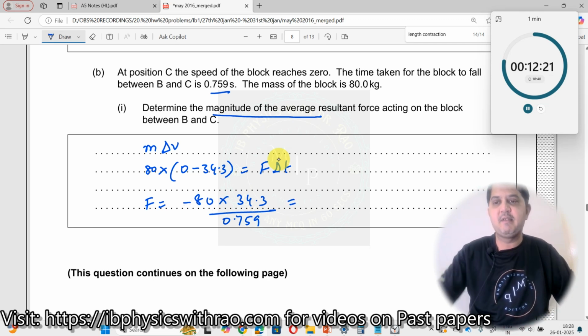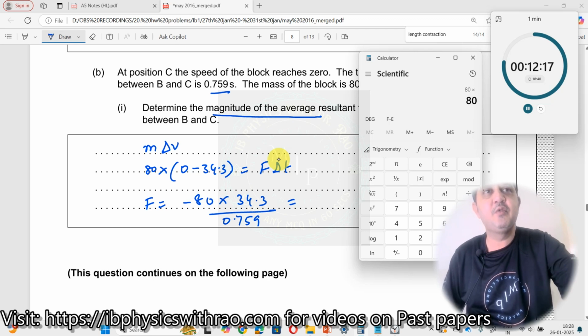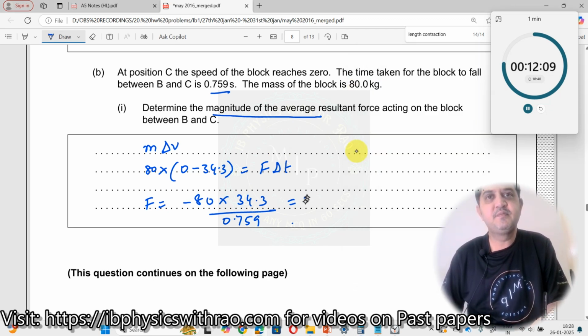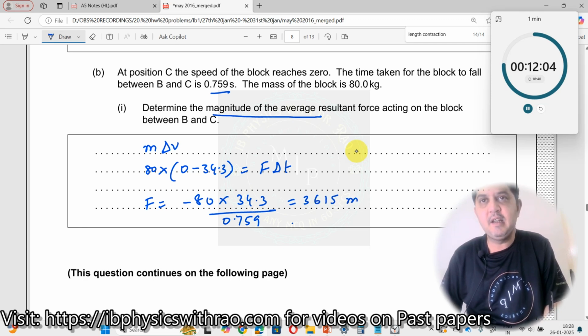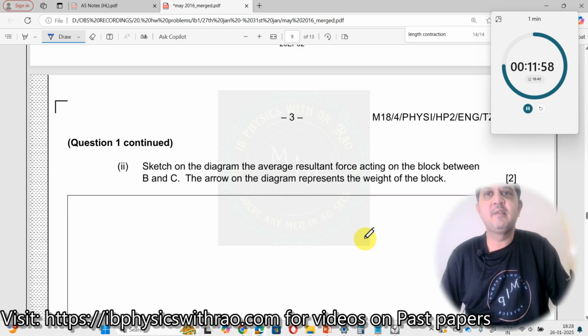Okay, now let us calculate this value. This comes out to be 80 into 34.3 divided by 0.759, which will be 3615. Is it meter? No, it is force here, right? So this should be Newton. Okay, now let us move on to the next question.